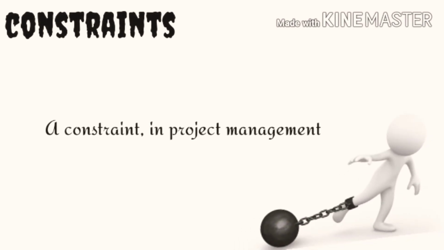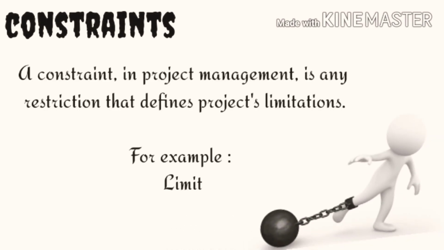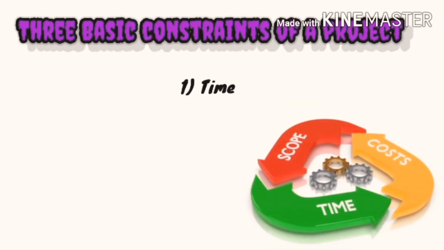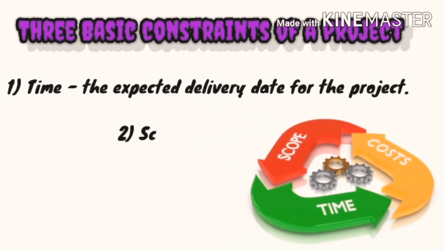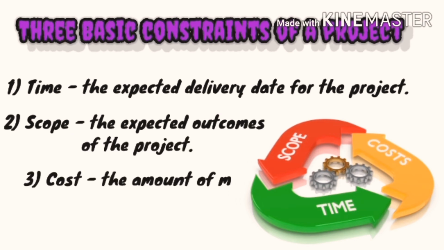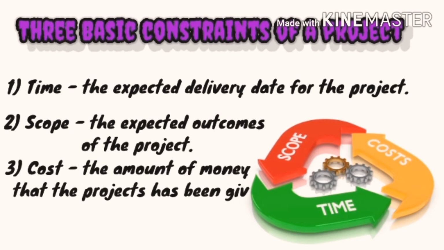Constraints. A constraint in project management is any restriction that defines the project's limitation. For example, limits of what the project is expected to accomplish. Three basic constraints of a project: time, the expected delivery date for the project; scope, the expected outcomes of the project; cost, the amount of money that the project has been given.